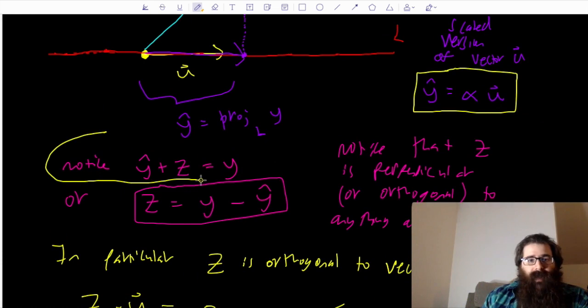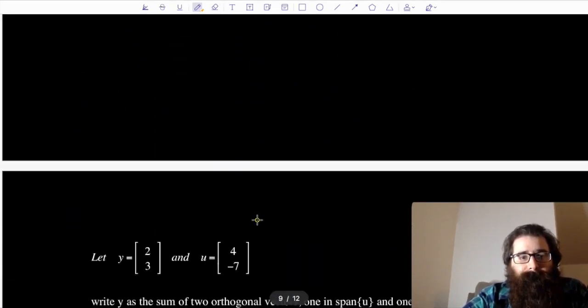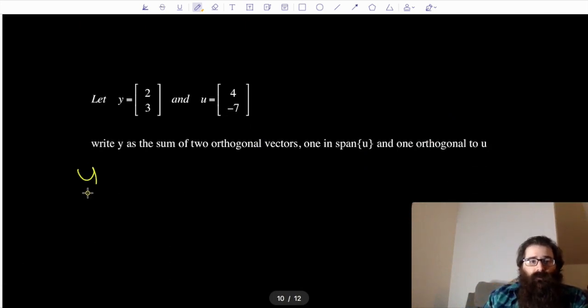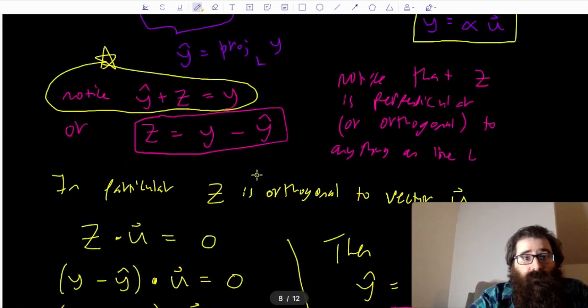Notice y hat plus z is equal to y. So y is equal to my projection plus vector z. So let me write that down. So y is equal to y hat plus z. And these are two vectors that are going to fit the bill, right? So the sum of two orthogonal vectors, these vectors are perpendicular vectors. One is in the span of u, y hat is in the span of u, and the vector that's orthogonal to u is going to be this vector z. Right? So let's just take a look at the picture to corroborate this.